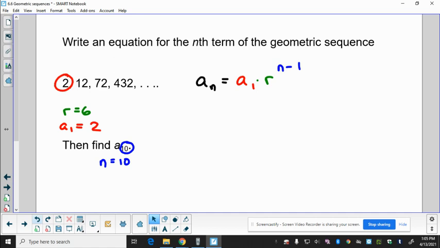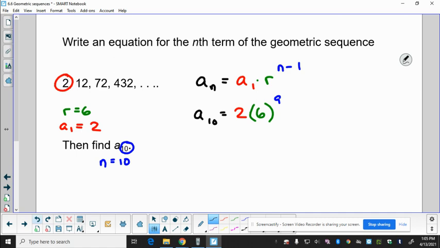Okay, so here we go. So if I want to find the 10th term, then a sub 1 is 2. That's the first term of the sequence. Times r, which is 6. Now some people do this, just put it in parentheses. And then the exponent is a 10. So it's 10 minus 1, which we think about, that's actually 9, isn't it? So I could just write a 9.